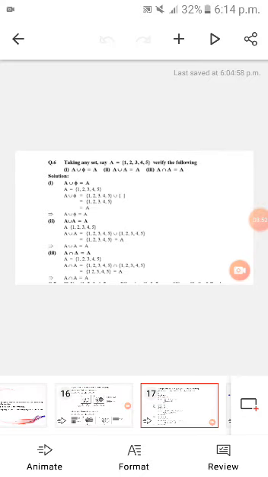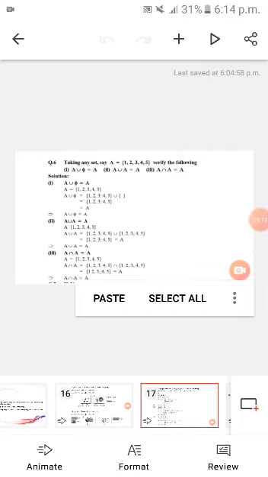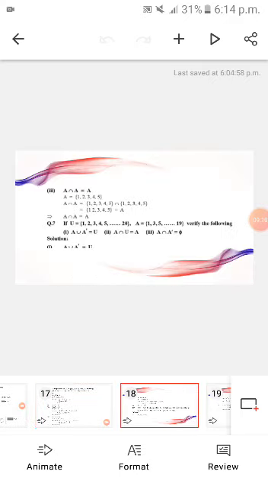Question number 6. Taking any set A, verify the following. Firstly we take part number 1: A union empty set, phi represents the empty set, equals A. Firstly take the set A and take its union with the empty set. Its result is also A. So it means that the left-hand side and right-hand side are equal. In this way you solve part number 2 and part number 3.